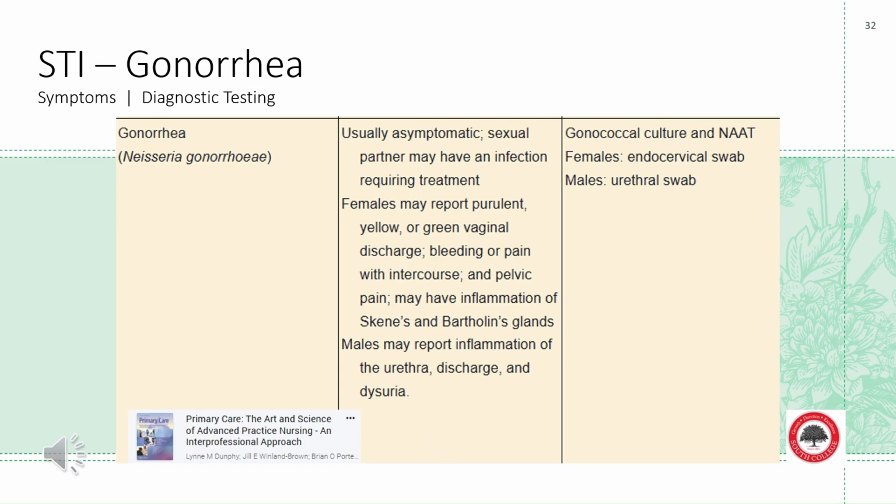Among women, gonococcal infections are commonly asymptomatic or might not produce recognizable symptoms until complications such as PID have occurred. PID can result in tubal scarring that can lead to infertility or ectopic pregnancy.